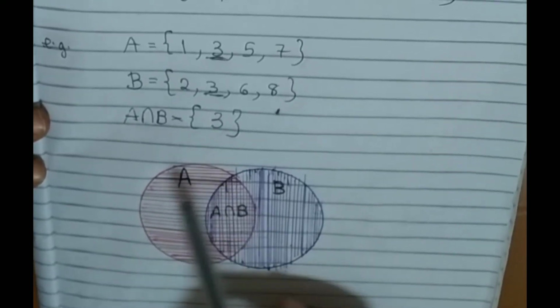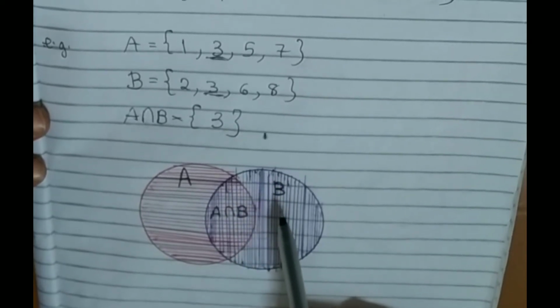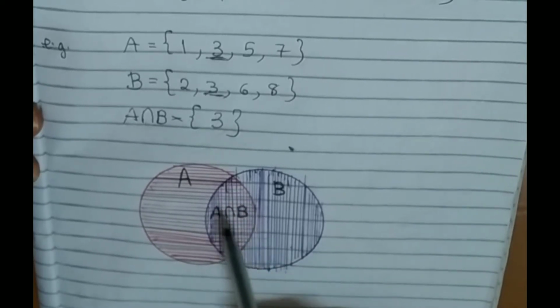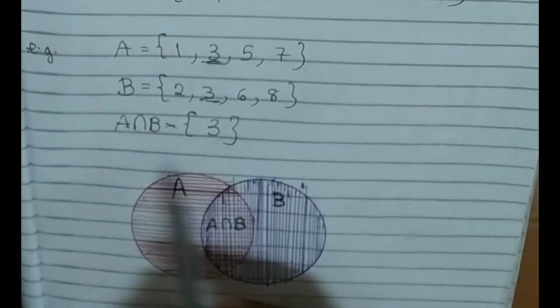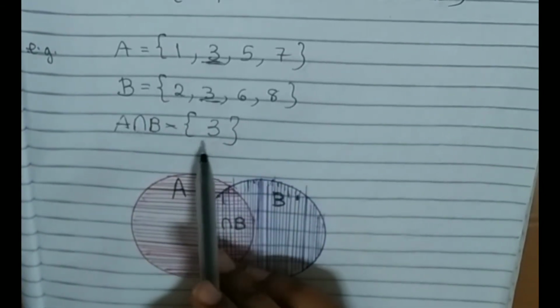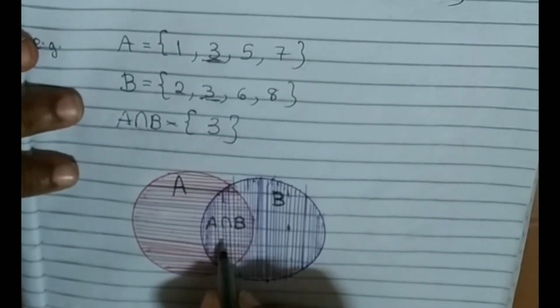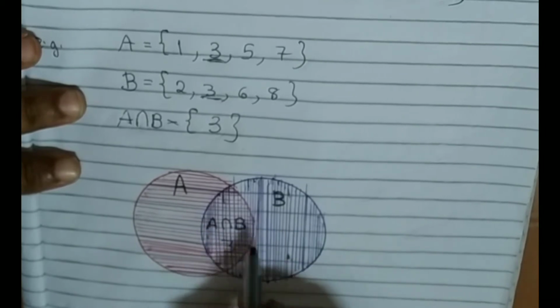Now see, this is how we represent A intersection B in the form of a Venn diagram. The red circle is set A and the blue circle is set B. The dark shaded part in the middle is the intersection part, which is common in both A and B. First we write the element in A intersection B, which is 3. So we write the element 3 here.